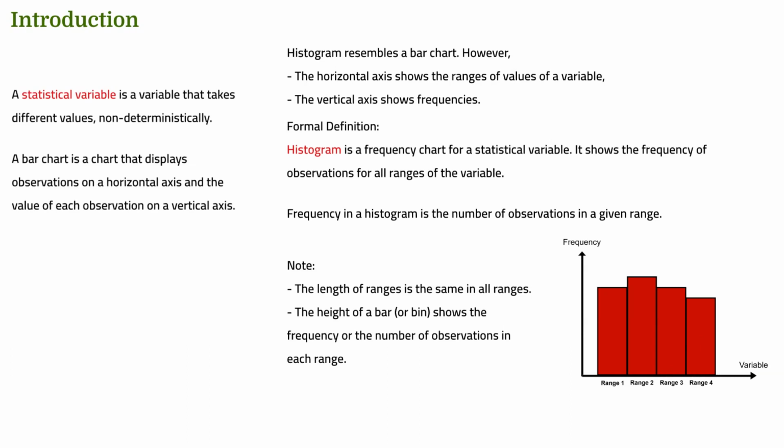Here's an example of a histogram. We have 4 ranges. For every range, the height of the bin shows the frequency of the variable within that range. Next topic, histogram.